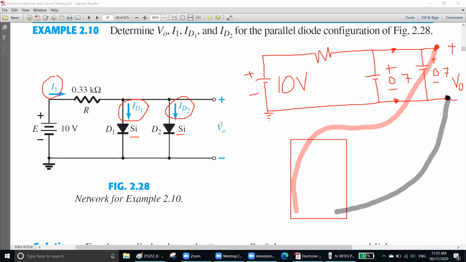Because one minute ago, you said to us that when the batteries are connected in parallel, the voltage will be the same. Yes.